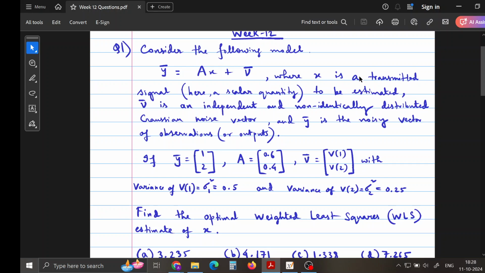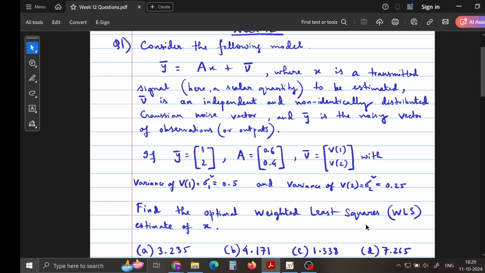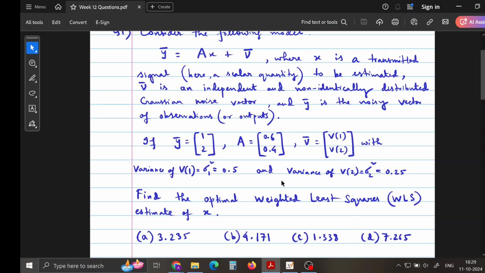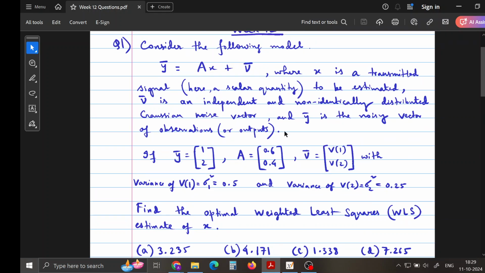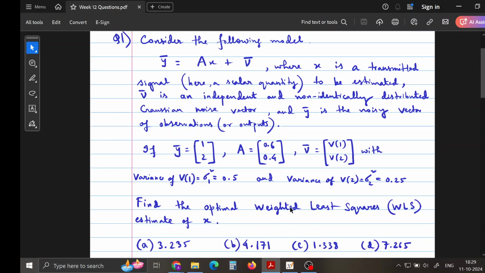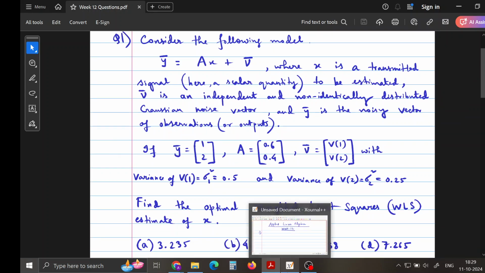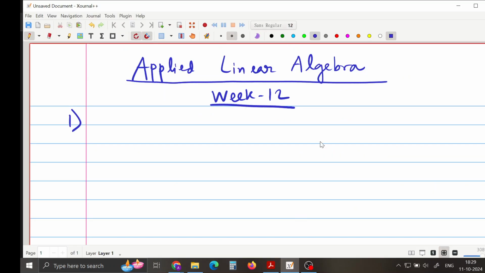Then you want to estimate the transmitted signal x using the optimal weighted least squares method. So what is the optimal weighted least squares, or WLS, estimate of x? And x is a scalar, so you expect a scalar quantity in the answer, and from the options you can see all are scalar quantities. Okay, so let's solve this. We have seen a similar example during the actual lecture.